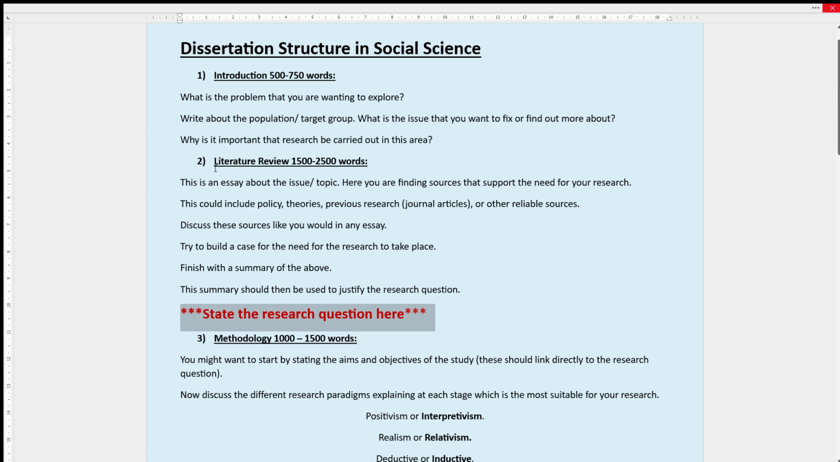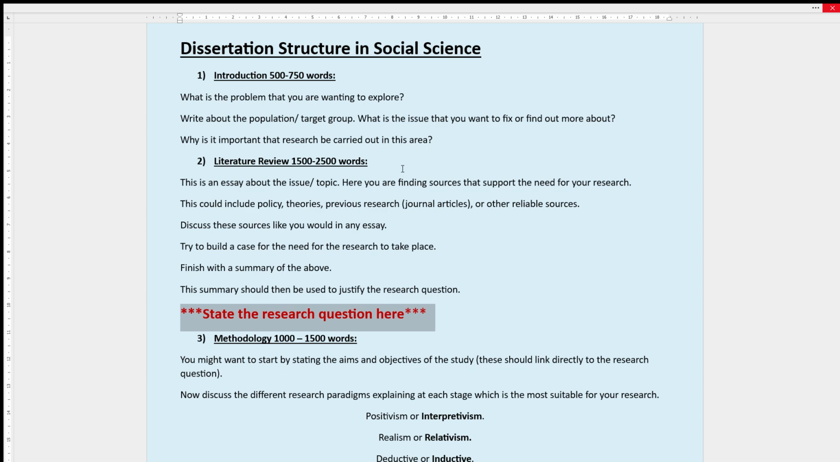Then we get into the literature review. So this is an essay in its own right. Just actually pointing out, these word counts are based on a 9,000 word dissertation, so yours might be slightly different, so you might need to adjust these word counts slightly, but that's what I'm basing it on, a 9,000 word dissertation. So the literature review is an essay about the issue, the topic. You're going to find sources that support the need for your research, that you're not trying to answer the question.